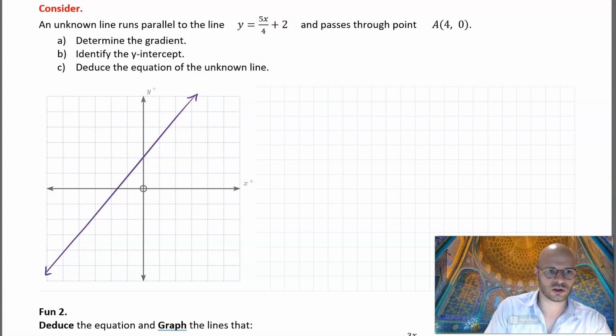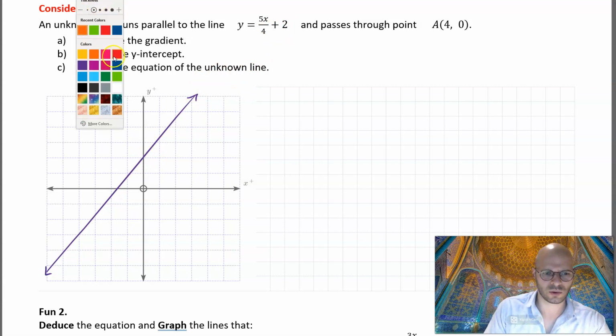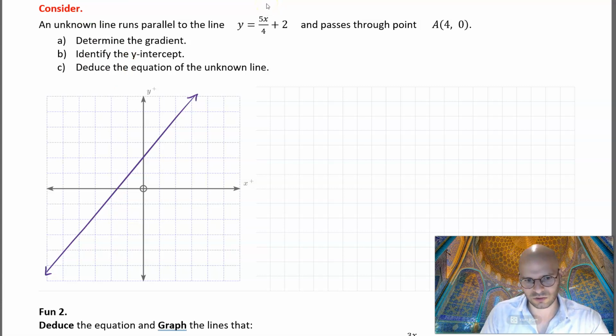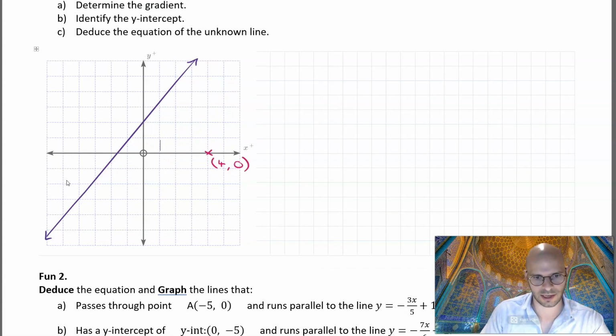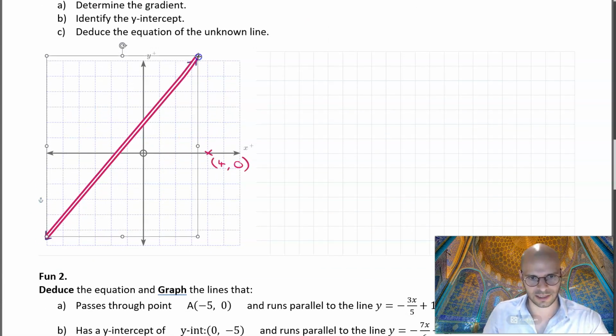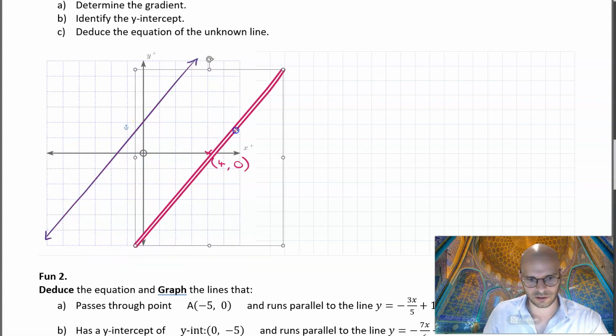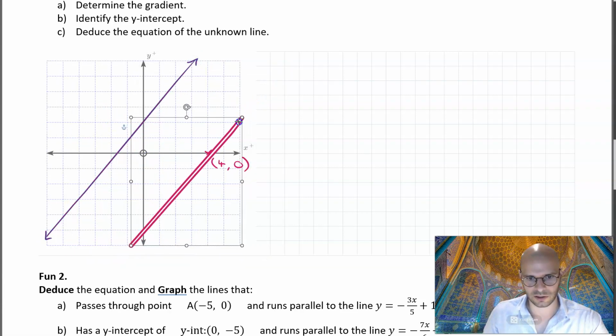Now what we know about our line that we're trying to determine, or our unknown line, is that it passes through A, which is at (4, 0), or in other words the x-intercept, and we know that it runs parallel. So I can draw up a line like that, and I can make sure that it is parallel, just like that. So instantly I've got a visual cue to work with here.